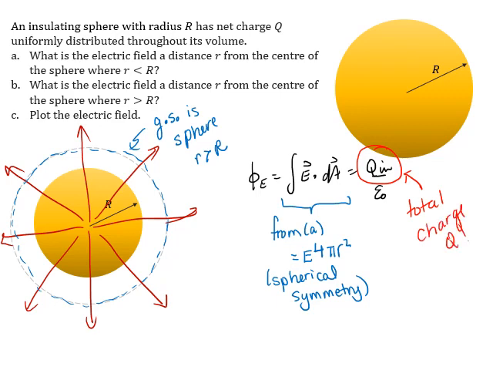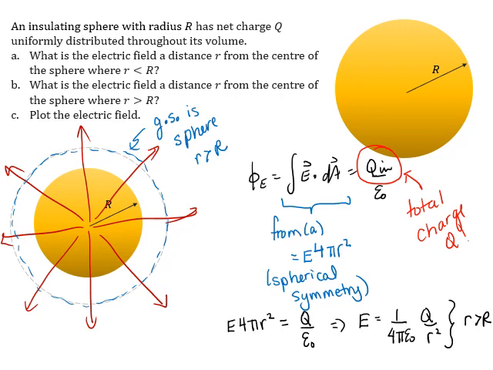Okay, let's put all this together. Our net electric flux is equal to E times 4 pi r squared, where r is bigger than the radius of our insulating sphere. That's equal to our net charge divided by epsilon naught. Let's solve for our electric field. E is 1 over 4 pi epsilon naught, you can write that as k if you prefer, times our total charge divided by r squared, and this is for r greater than the radius of the sphere.